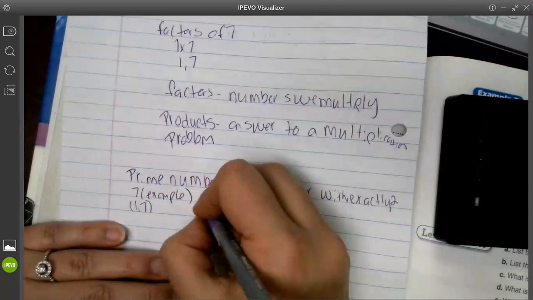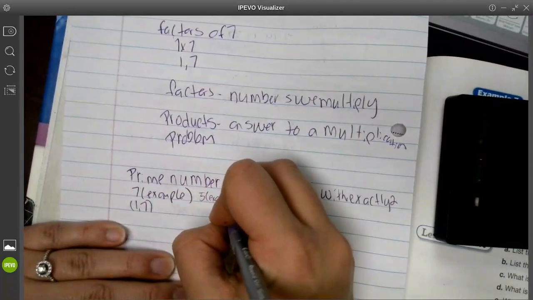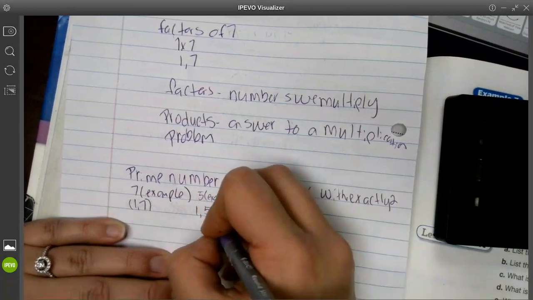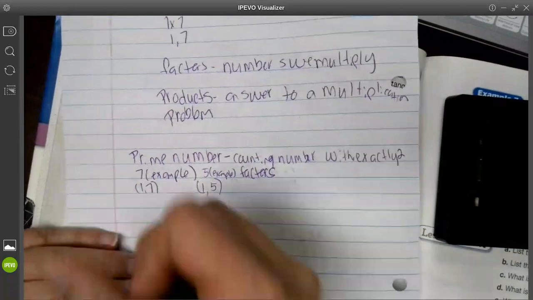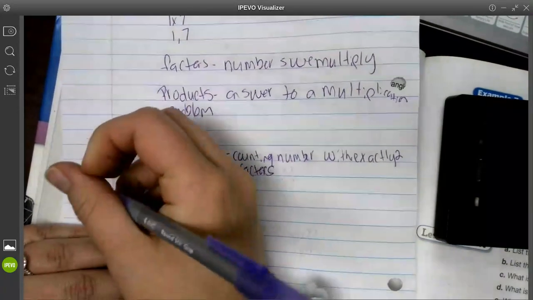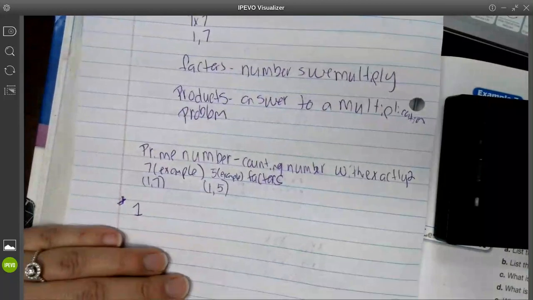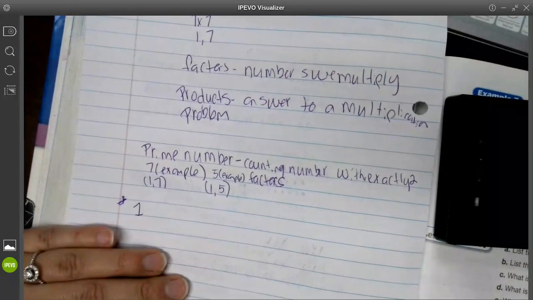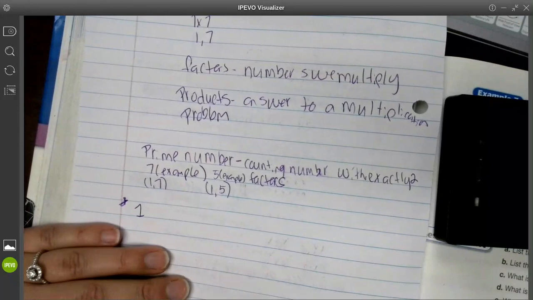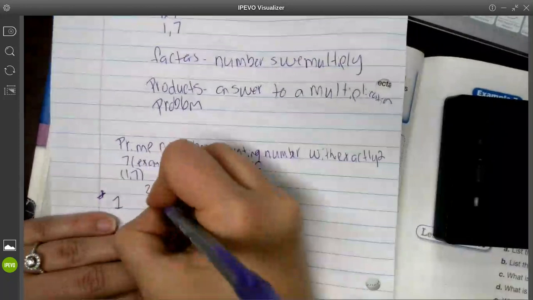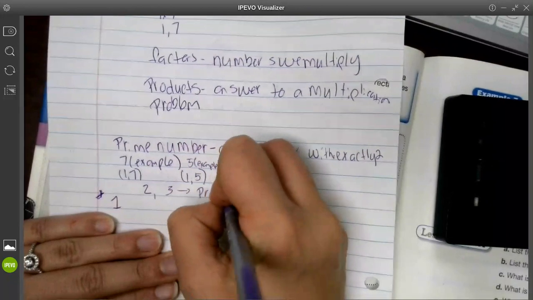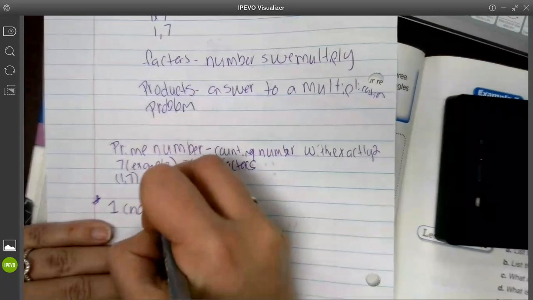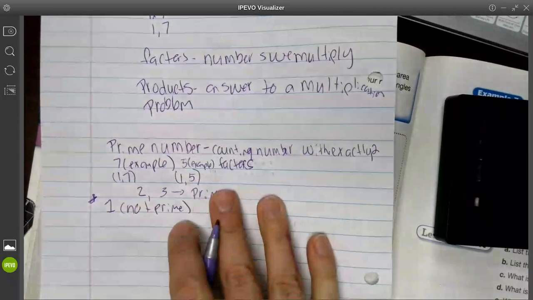5 is another example. The only factors of 5 are 1 and 5. That's it. So this is weird. So the number 1 is special. Number 1 is not prime because it only has 1 factor. Numbers 2 and 3 are prime because the only factors of 2 are 1 and 2, and of 3 are 1 and 3. So some more prime numbers are 2 and 3. So these are also prime. 1 is not prime. 1 is just kind of its own special number.